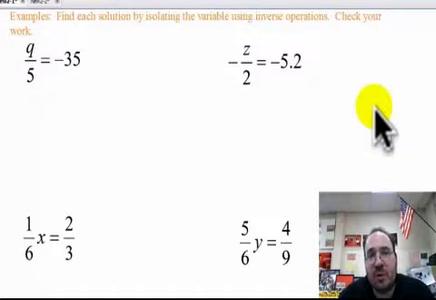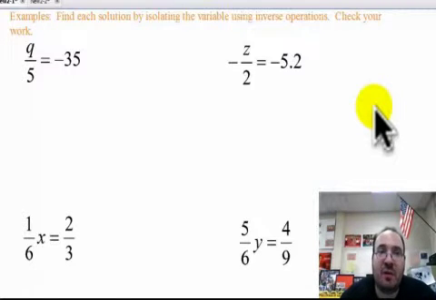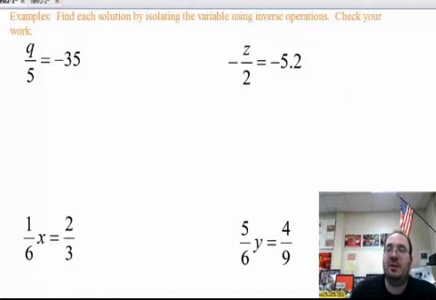Okay, the next thing that your book talks about is the multiplication and division properties of equality, which basically state that you can multiply or divide both sides of an equation by the same thing, and it doesn't change the equation. You just have to balance the scales and do the same thing to both sides. So let's use those ideas to solve the following problems here.